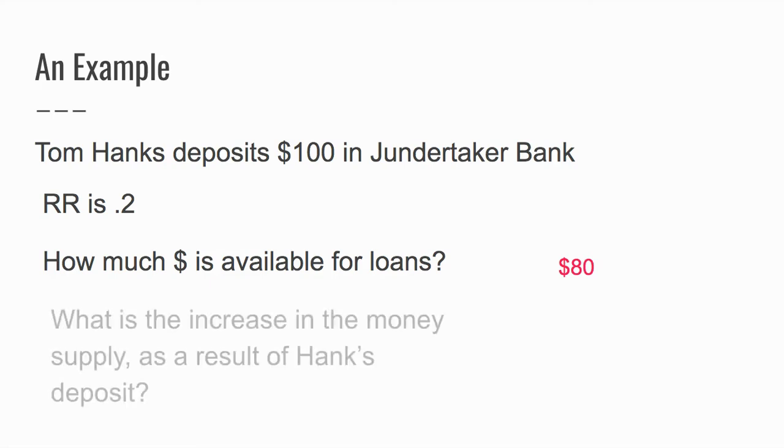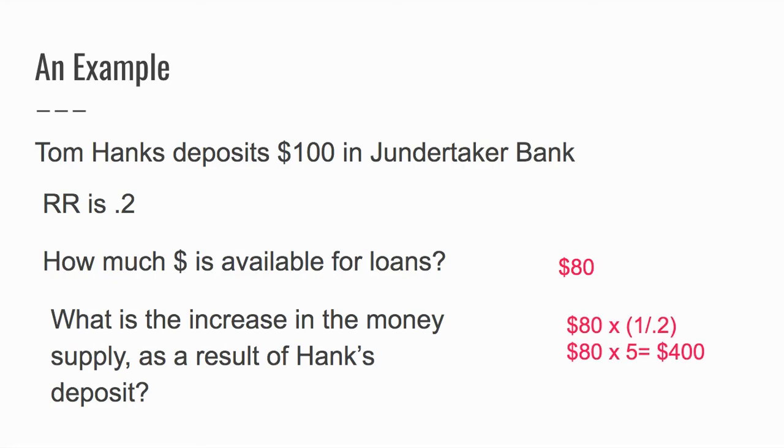My next question: what is the increase in the money supply as a result of Tom Hanks' deposit? Think for a second. By the way, here's where you should be using the money multiplier. Tom Hanks' $80 then gets loaned out, and the loan-deposit chain effect happens. So the multiplier is 1 over 0.2. An extra $400 is created in the economy as a result of his $100 deposit. Hope we're clear.